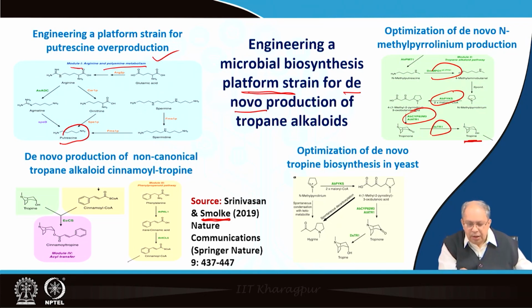So, in this case, optimization of de novo tropine biosynthesis in yeast is important. The earlier view was that hygrine is produced and from hygrine tropine is formed, but the new view says that hygrine may not be directly involved in forming tropine. What is important is that N-methylpyrrolinium, by the action of a polyketide synthase followed by a cytochrome P450 and a tropinone reductase, ultimately makes tropine. So, this pathway needs to be engineered in the yeast.